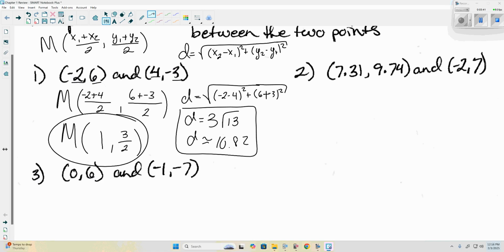Questions on midpoint and distance formula? Okay. We good with 1 through 3.